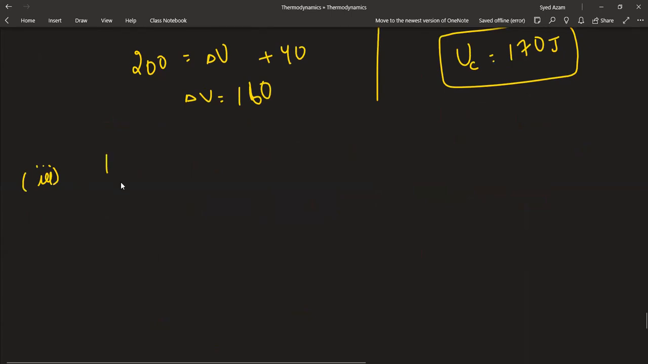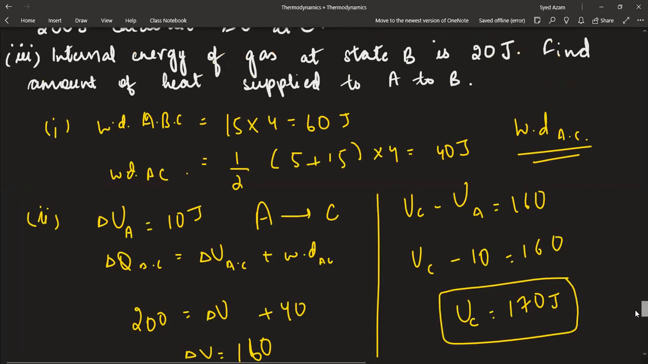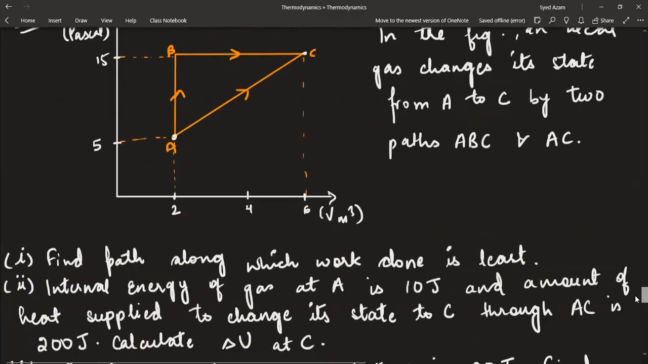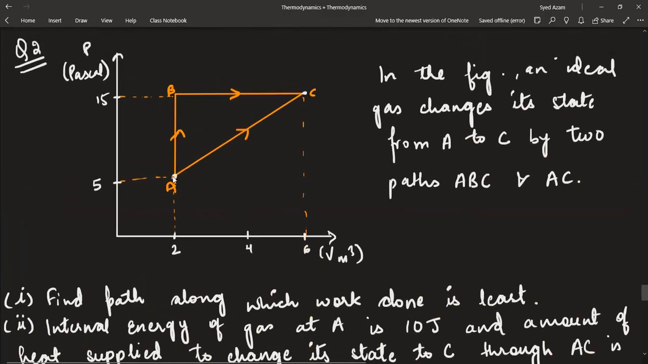The third part says, see, UA is given as 10 joules. UB is given as 20 joules. So this time these two things are mentioned. The internal energy of a gas at state B is 20. Find the amount of heat supplied from A to B. Okay, look class, A to B. Can anyone tell me what is the change in volume from A to B? For the work done, we need volume. Can anyone of you tell me what it is?